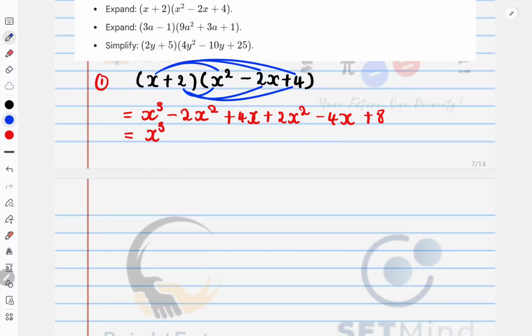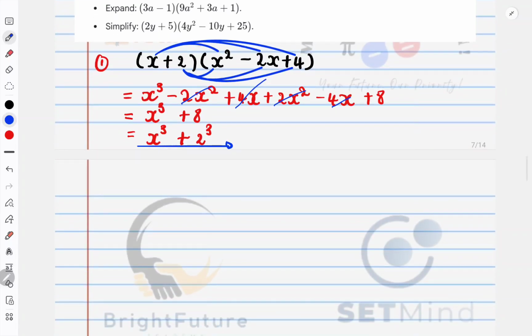Let's add and subtract the similar terms. Negative 2x squared plus 2x squared is 0, and the 4x cancels with the minus 4x, plus 8. This gives a sum of 2 cubes, because this can be written as x cubed plus 2 cubed. 2 cubed is equal to 8. That's your final answer there.